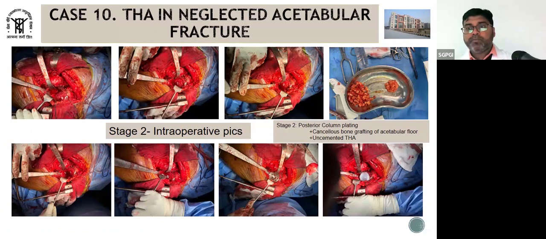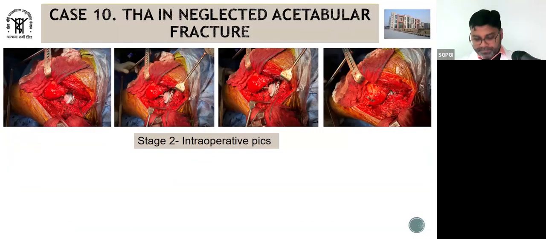As you can see, the amount of bone graft that we have prepared, you can see the particulate bone graft and some a bit larger pieces. We have to pack this inside the acetabular floor before we actually put the implants, because there has to be contact between the cup of the prosthesis and the host native bone. Then only your joint replacement can be successful.